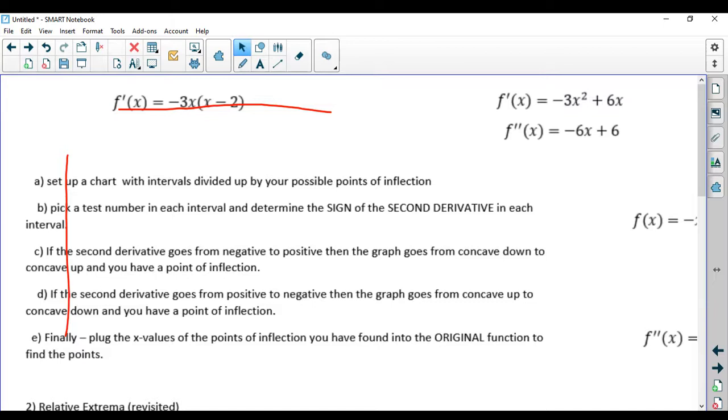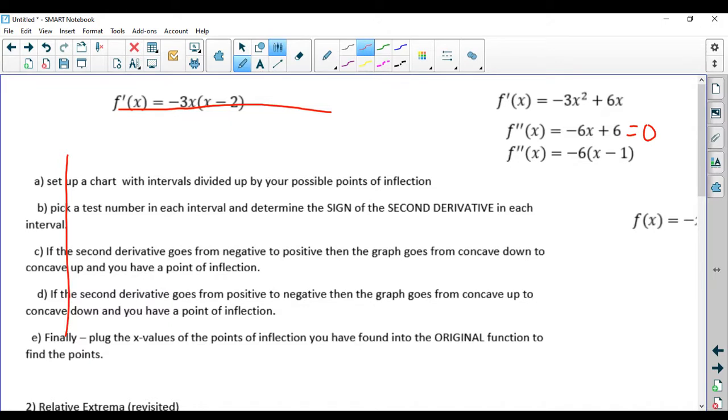So now we have to find the possible points of inflection, which is where this equals 0. You can obviously see it's going to equal 0 at 1, I believe. But when they get more complicated, you want to get into the habit of factoring, like I just did, and then find out where each factor equals 0. And obviously negative 6 doesn't equal 0, so you don't have to worry about that. And this would be x equals 1. So that's your possible point of inflection.